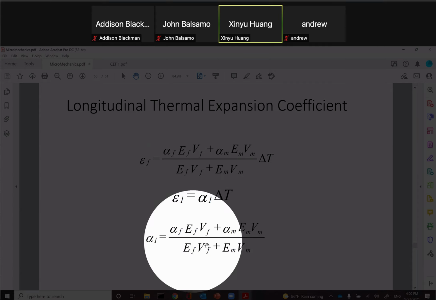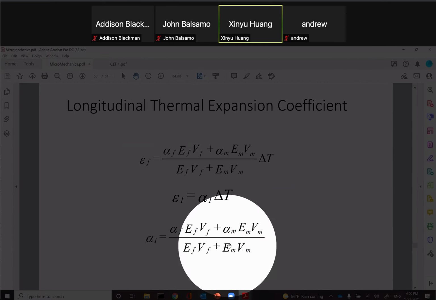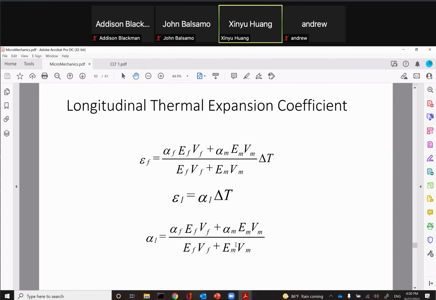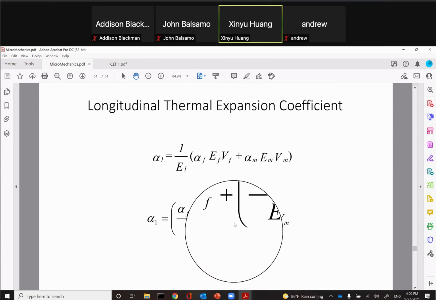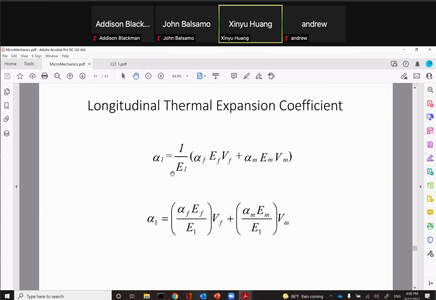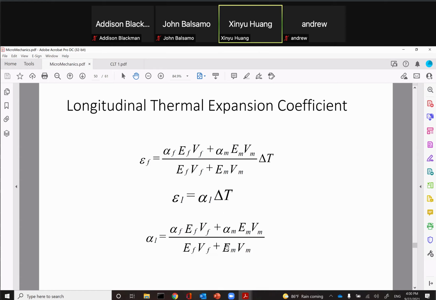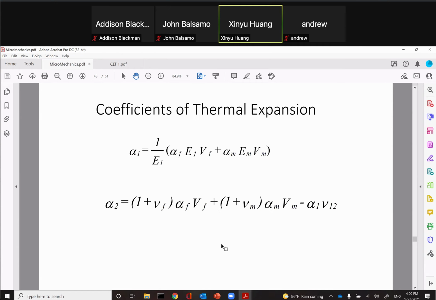Okay, and this whole thing under here is the equivalent Young's modulus in the one direction. So that's actually E1. So this actually gives you 1 over E1, these properties. So E1 is this group. That's the rule of mixtures for E1. This is E1. Okay. That basically is how we come to this conclusion. The alpha 1 equals this.